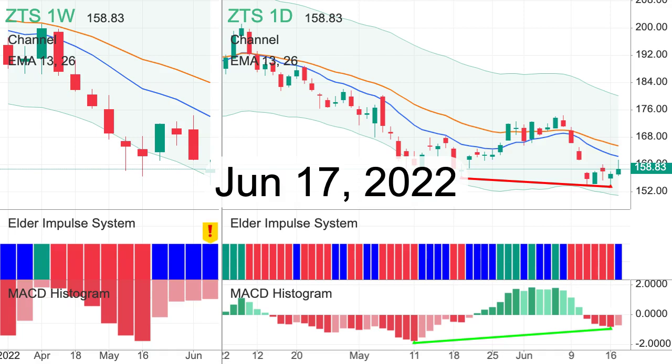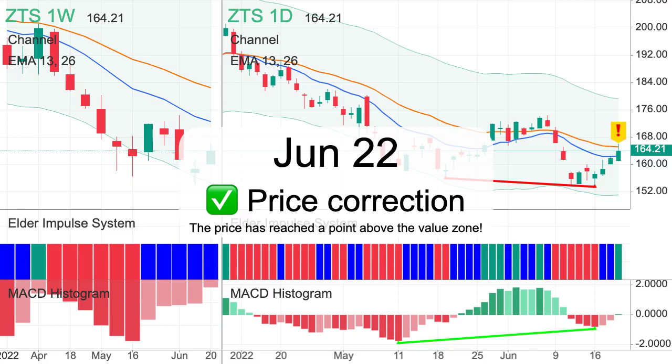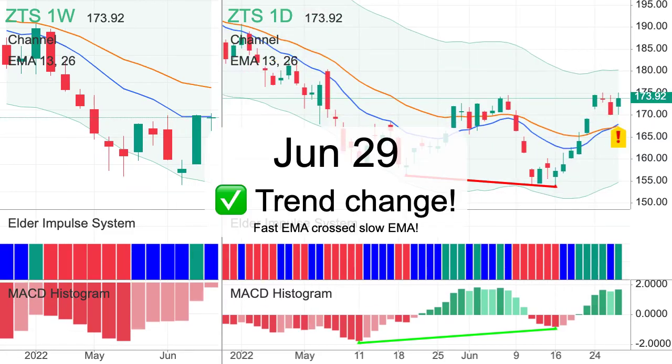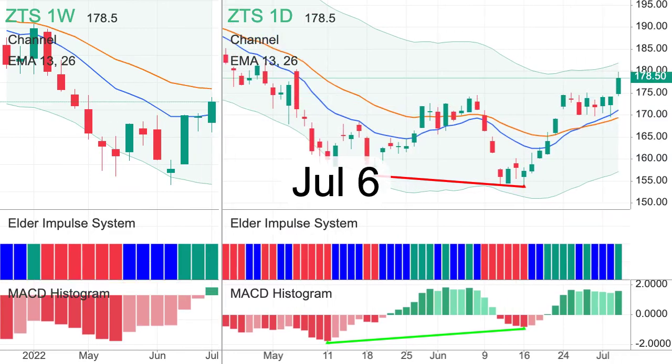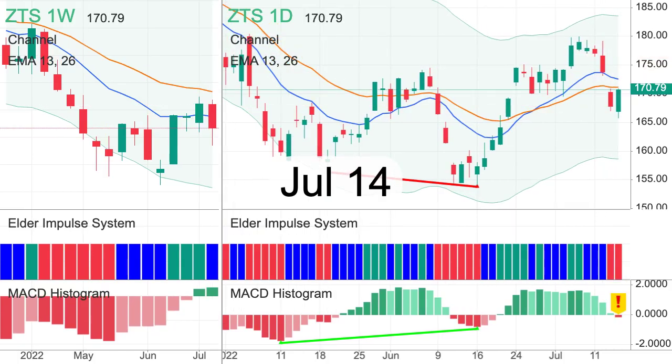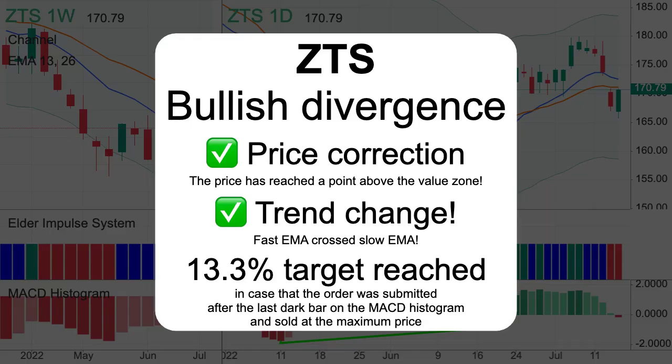There is a blue bar on an elder impulse system on the weekly chart. The price has reached a point above the value zone. Fast EMA crossed slow EMA. MACD histogram crossed the zero line. 13.3% target reached.